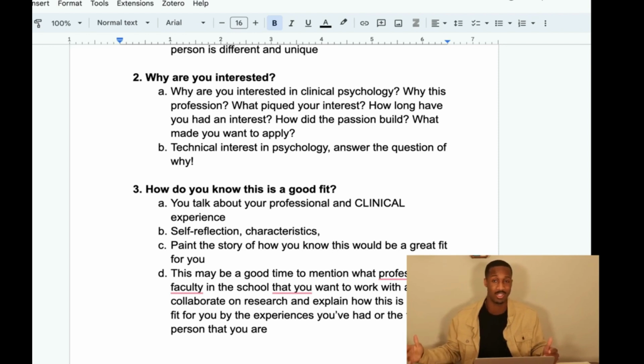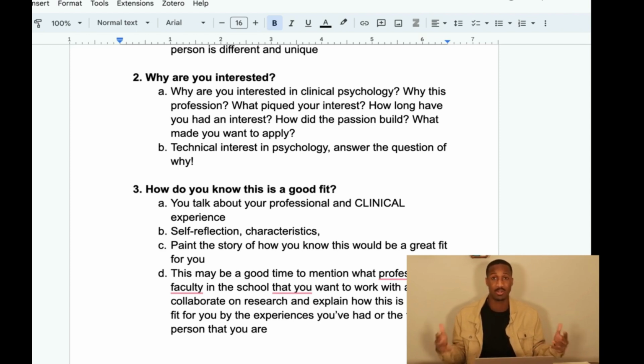I mean, there's a lot of clinicians that are still paying off debt decades later. And so this isn't something to just lightly go into. And I think the committee is also going to want to know and figure out why you specifically have chosen that career. And so talk about that. Talk about what piqued your interest, how long you've had that interest for, how did the passion build up, what made you want to apply, and any other technical interest in psychology that you might have.